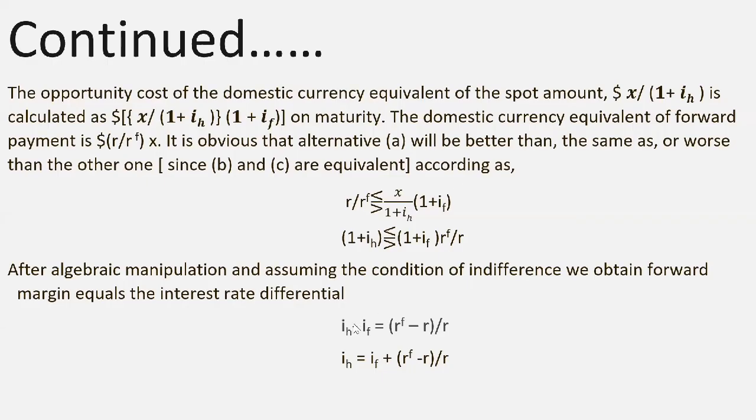Thus, the interest differential equals the forward margin. We can also rewrite this equation as IH is equal to IF plus RF minus R divided by R. That means the domestic rate equals the foreign interest rate plus forward margin. The equation is called the covered interest parity, as the investors are covered against the unexpected depreciation of foreign currency by a financial instrument.